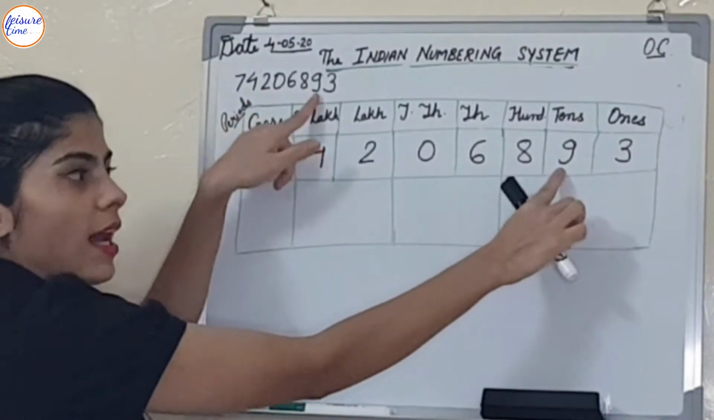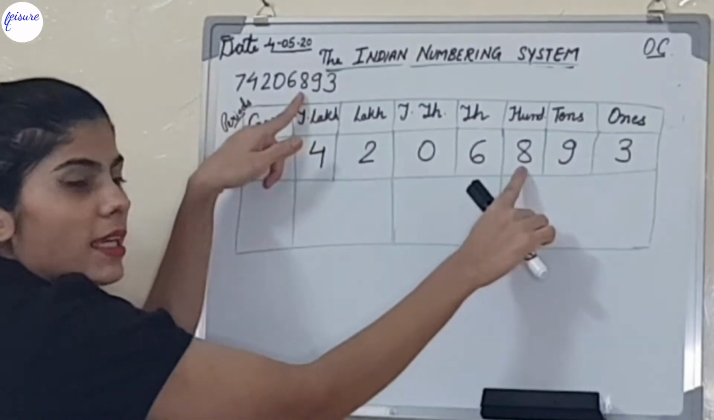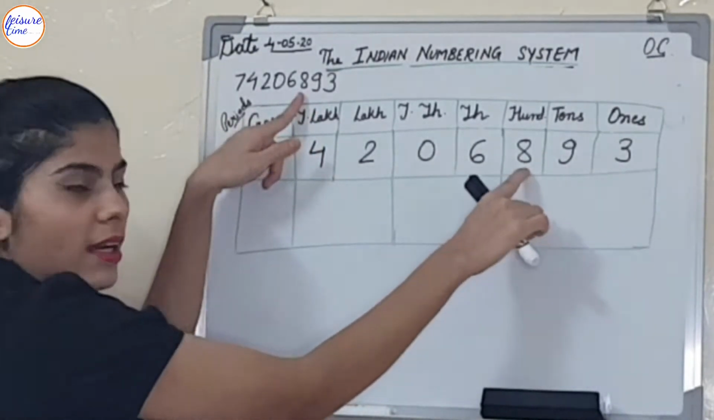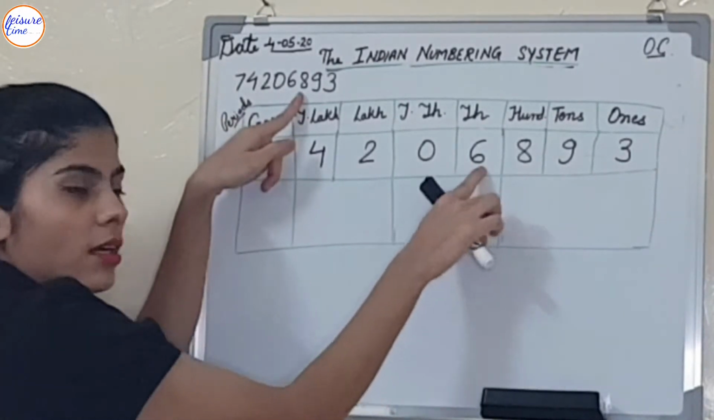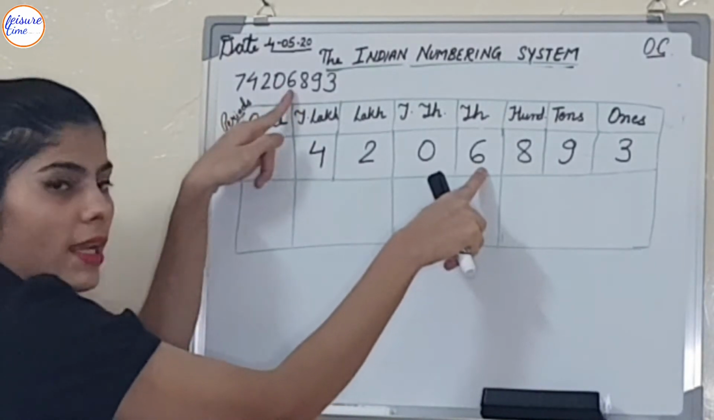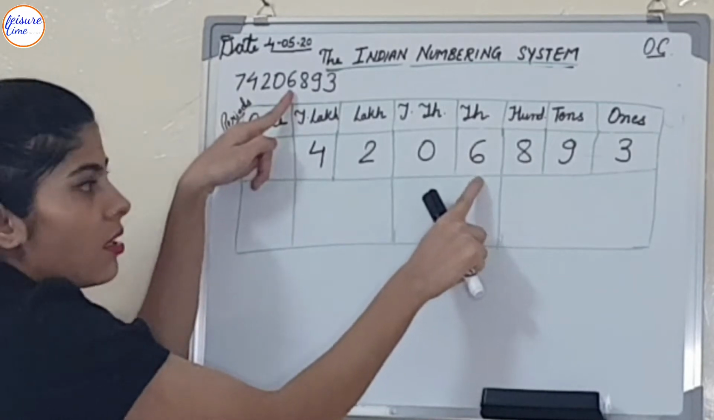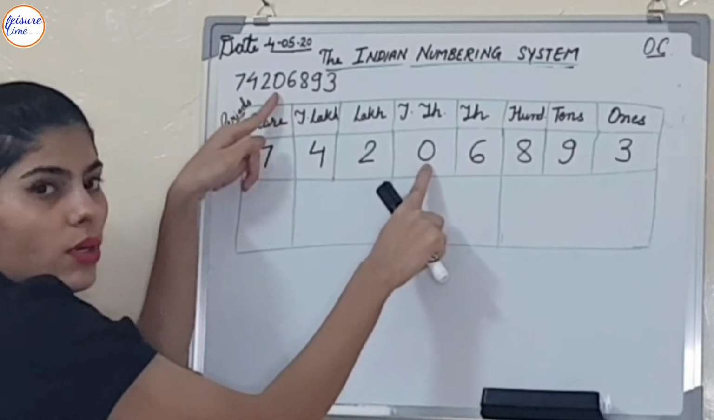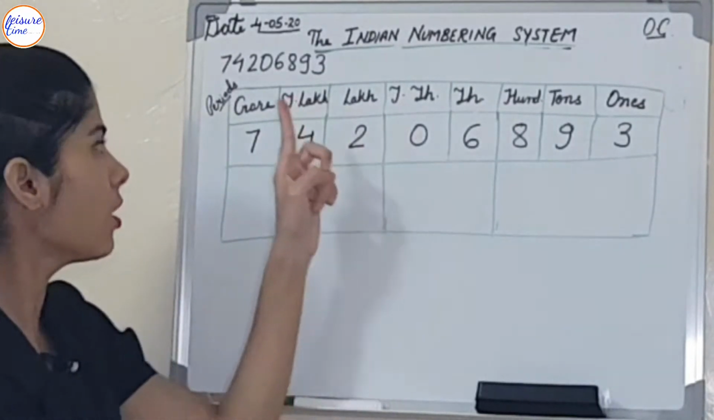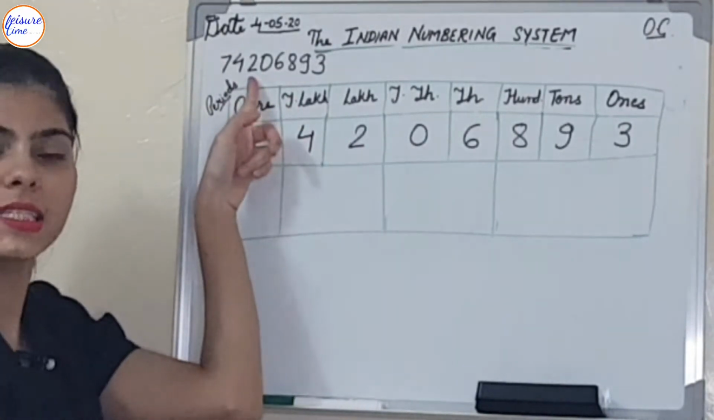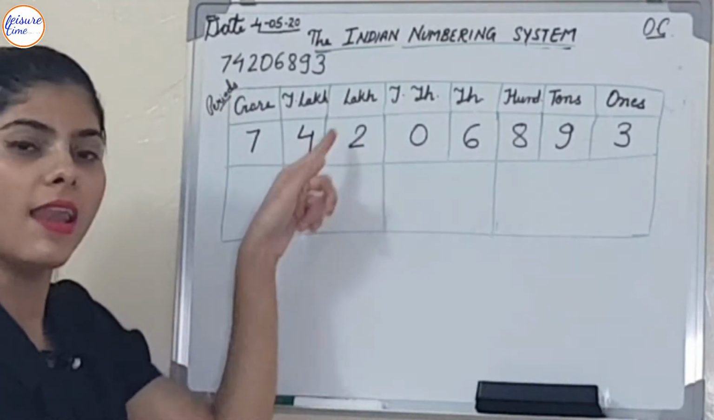Next digit is 9. So 9 should be in the tens place, and the next digit is 8. 8 should be in the 100 place. Now this finishes ones, tens, 100. Now 1000. What is our next digit? 6. So we should place 6 in the 1000 place. Now the next digit is 0. So we should place 0 in the 10,000 place. Now what is the next digit? 2. So we should place 2 in the lakh position.